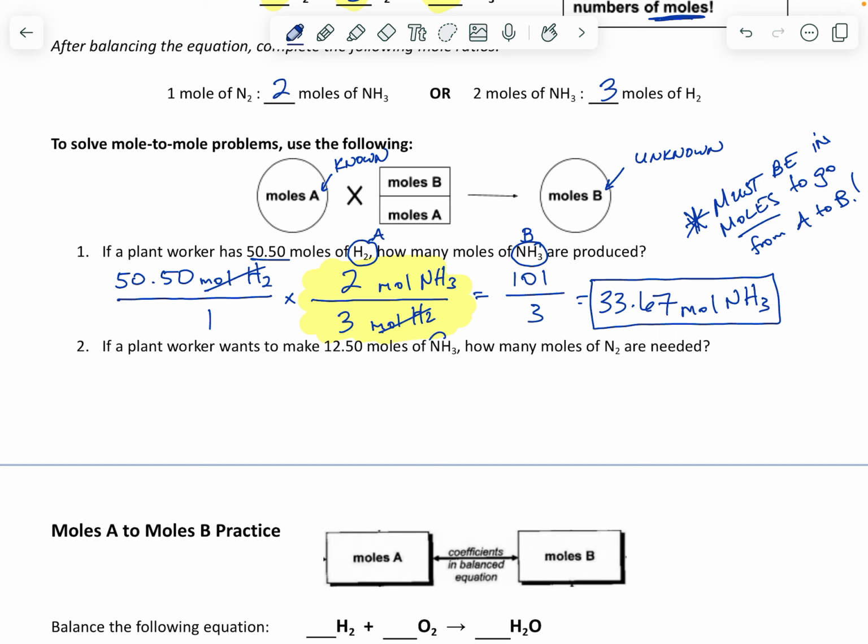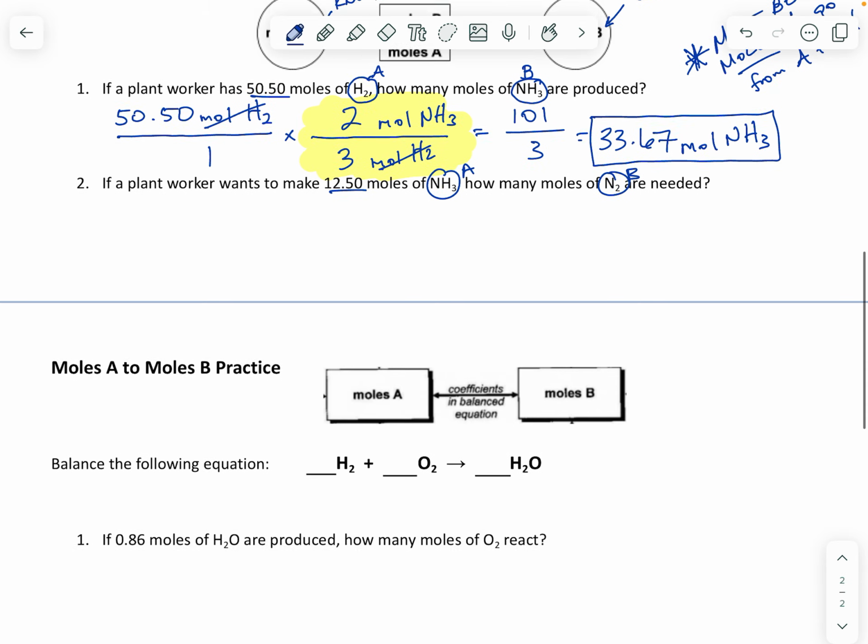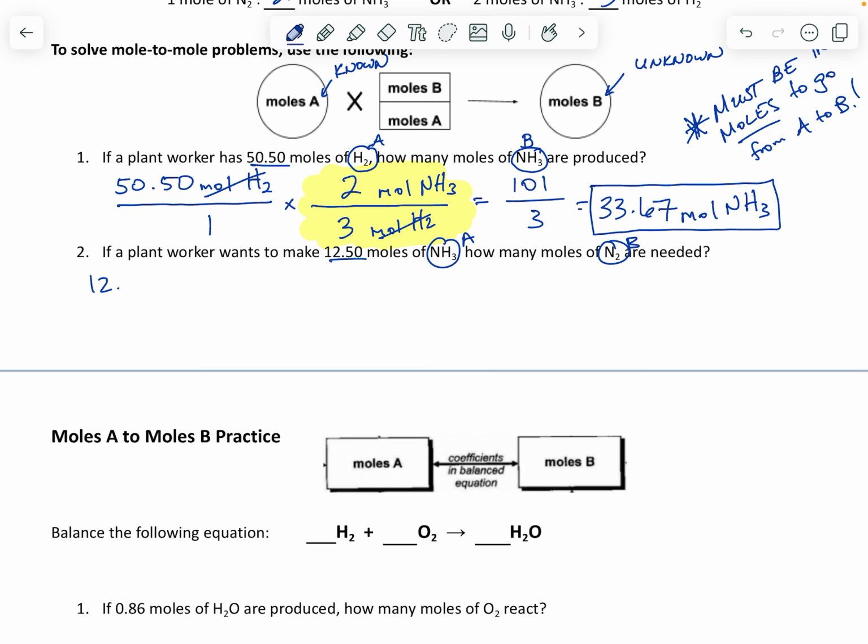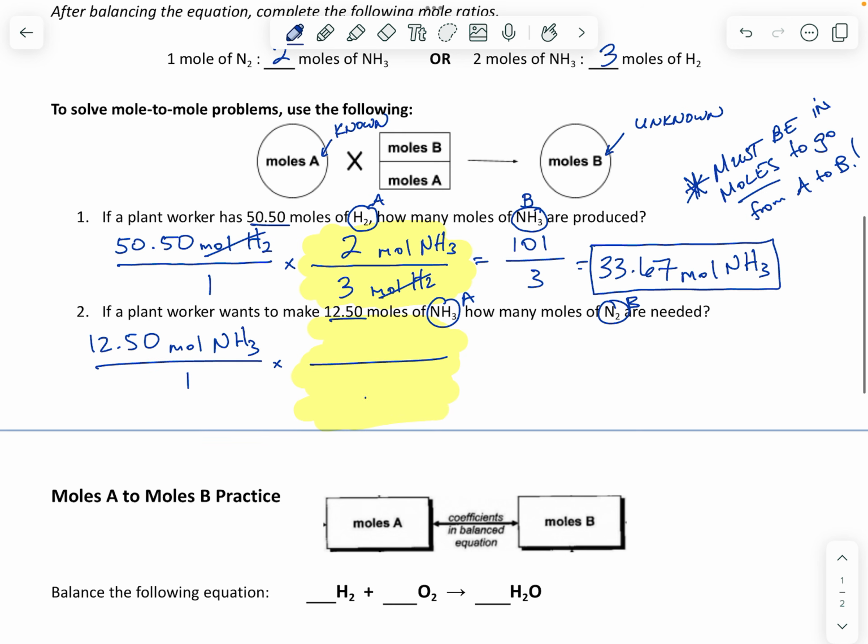Another one here, since I have a number for this, this is A. This is going to be substance B. And so I know I start with what I'm given. So we start with 12.5 moles of NH3, which is substance A, times. And I know that at this step right here, this is where I'm going to have to jump from A to B, which is using my coefficients from the balanced equation. Moles NH3 go on the bottom. I have moles of N2 on top.